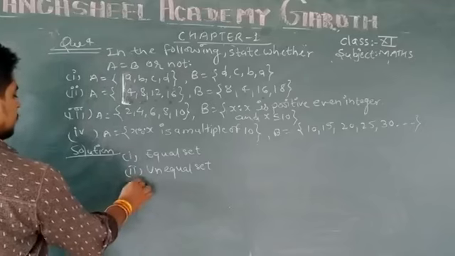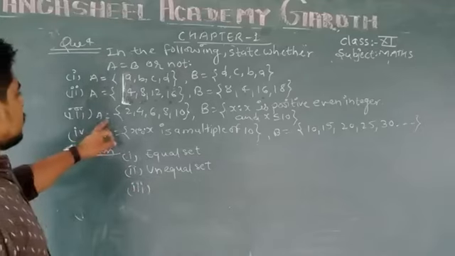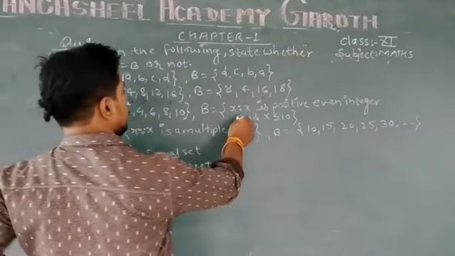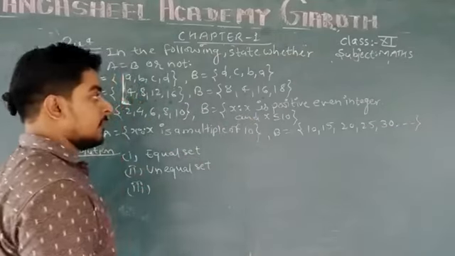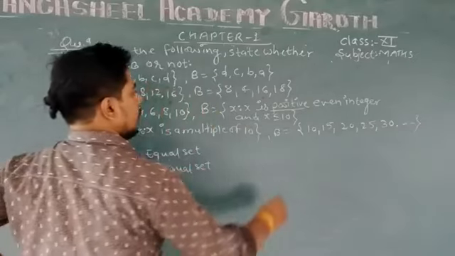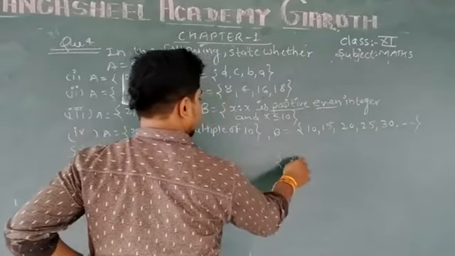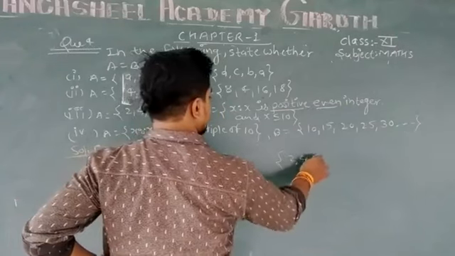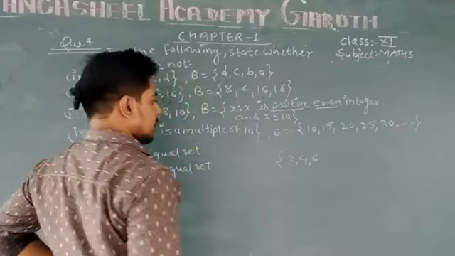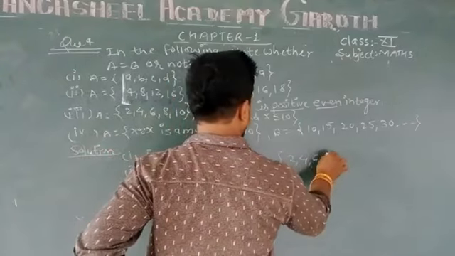In the third, A is 2, 4, 6, 8 and 10, and here B is such that X is a positive even integer. The first condition is positive, okay, and even. So the positive even integers will be 2, 4, 6. The condition is that X must be less than or equal to 10, not greater than 10: 2, 4, 6, 8 and 10.